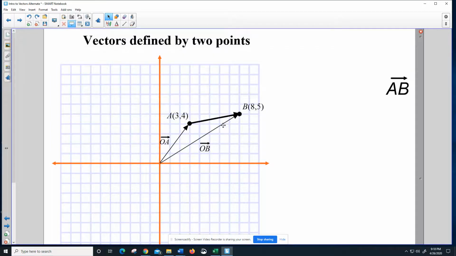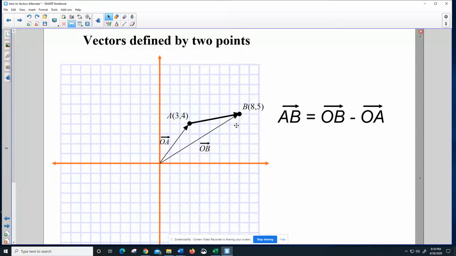Now, if I'm starting at A and going to B, remember that it goes from the tip of the second to the tip of the first. So this must mean that this vector AB can just be gotten by subtracting OB minus OA. So in other words, (8, 5) minus (3, 4), which would give you the exact same answers we got before, because 8 minus 3 is 5.